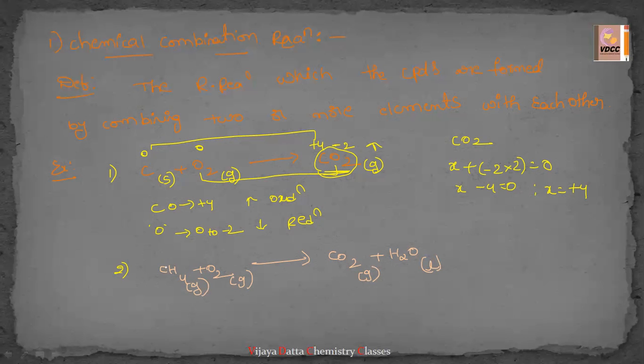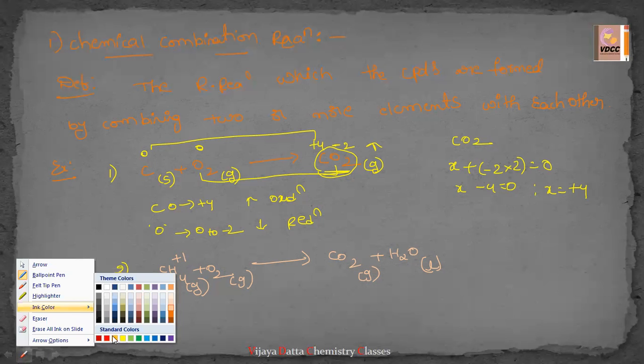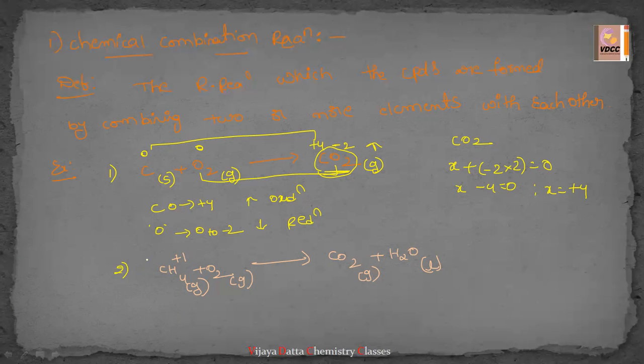We know that in CH4, carbon is a non-metal, so hydrogen shows its plus 1 oxidation state. If hydrogen is plus 1, then obviously carbon shows the minus 4 oxidation state. So carbon is minus 4, hydrogen is plus 1. Oxygen is in elementary state, its oxidation state is 0. Coming to carbon dioxide, just now we have checked, carbon is plus 4, oxygen is minus 2. In H2O, oxygen is minus 2, then obviously hydrogen is plus 1.